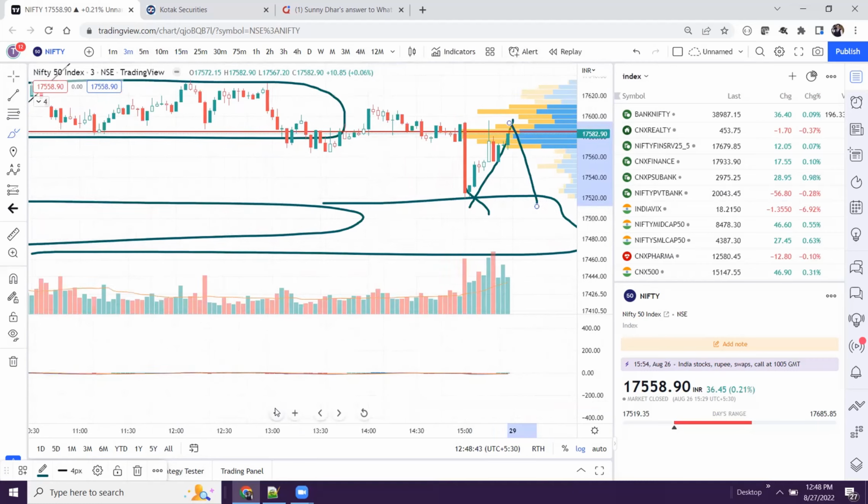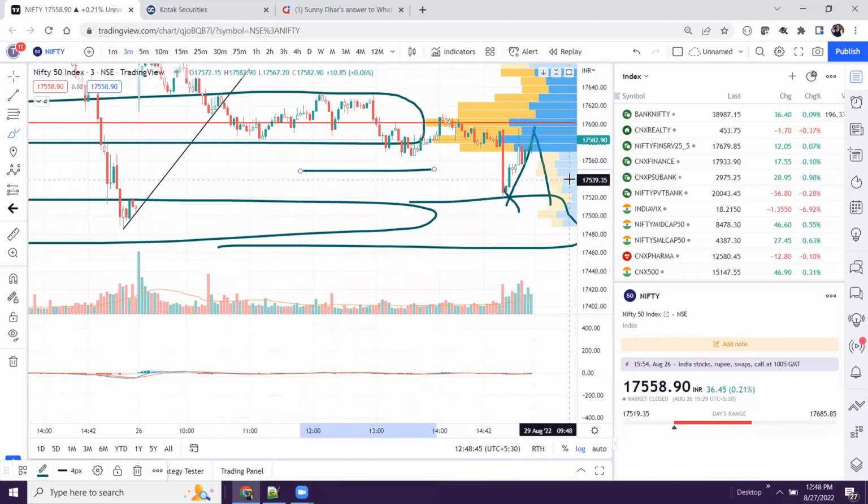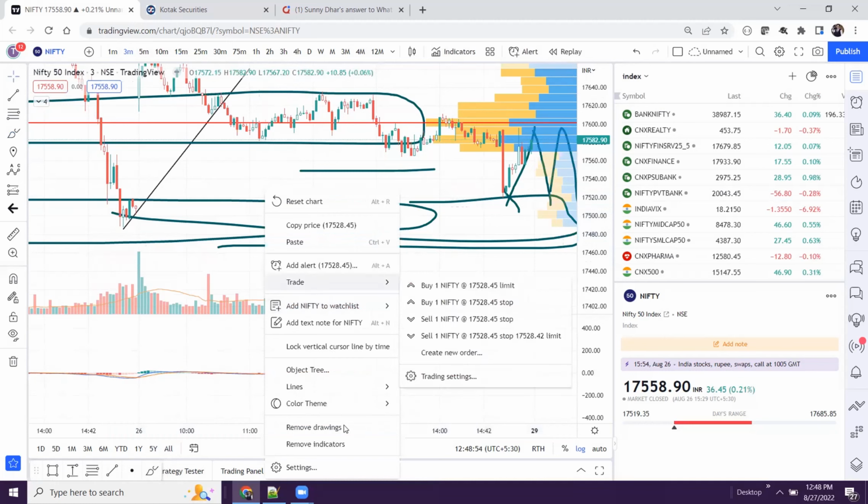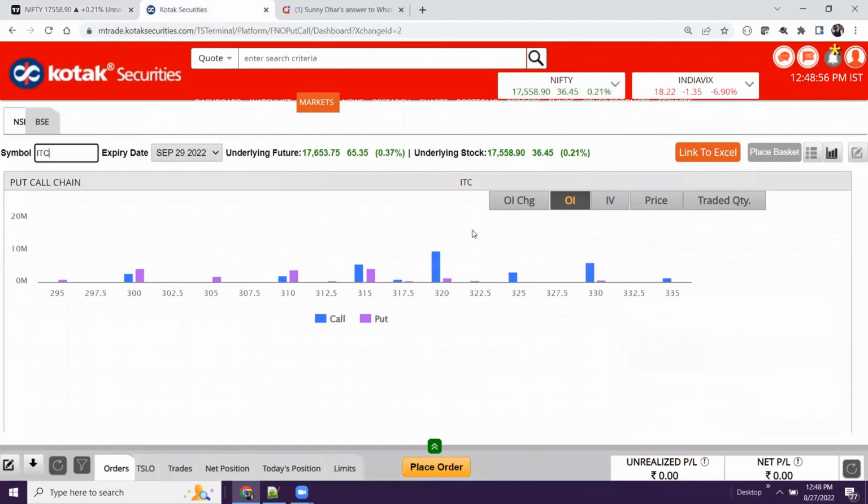Initially, one or two times it will hold, but if it keeps coming back to this level again and again, it is definitely going to break. So what is the learning till now? First we have to see the highest call data and the highest put data, and once we have that, we can form an opinion.